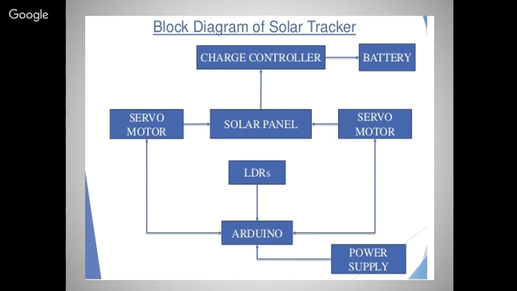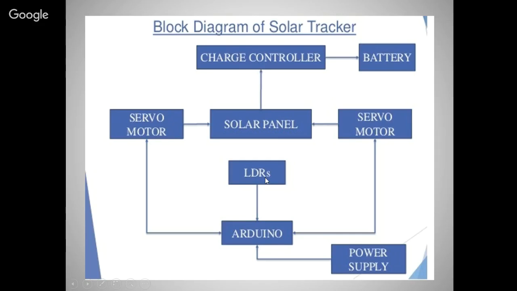This is a block diagram of the solar tracker. You can use a servo motor for the movement; here I use a DC motor. The solar panel is for generating the voltage. Two motors are there: one motor for the x-axis and one motor for the y-axis.